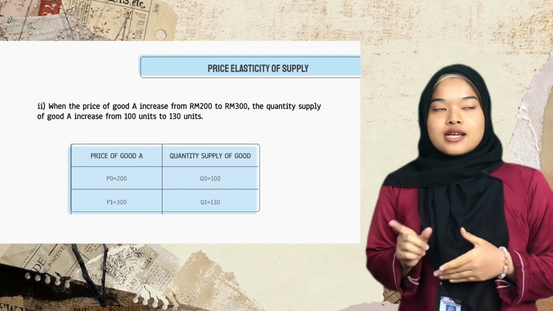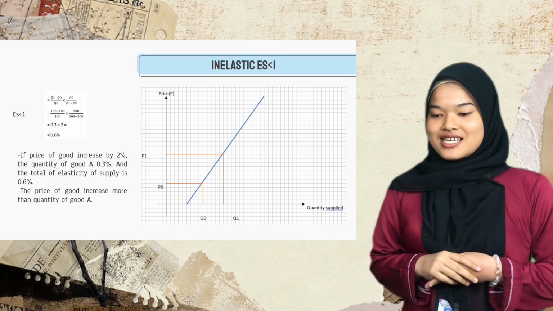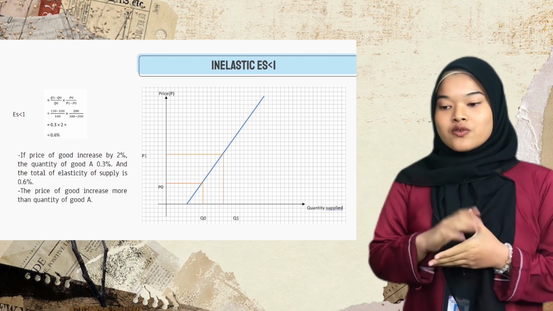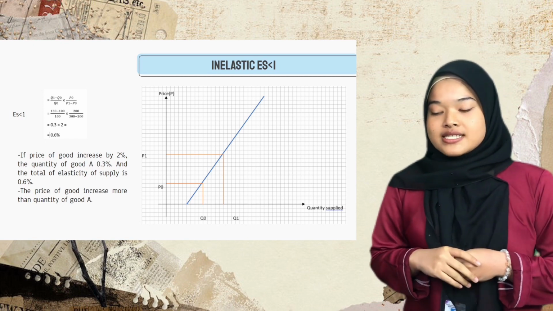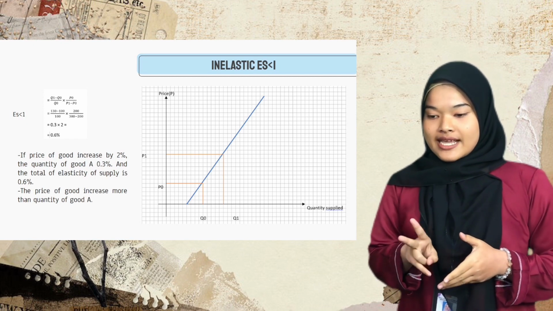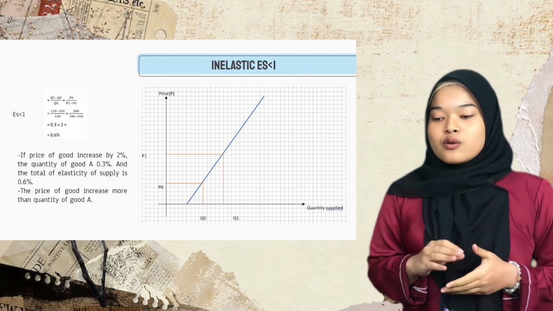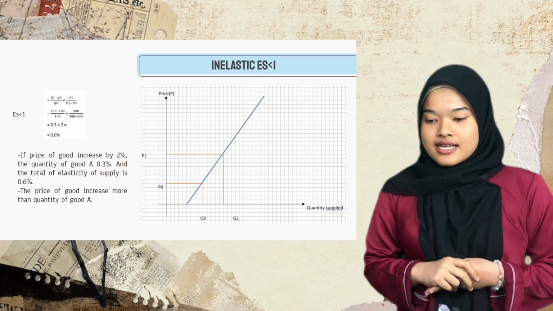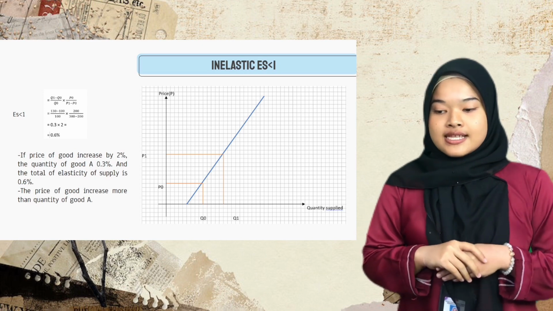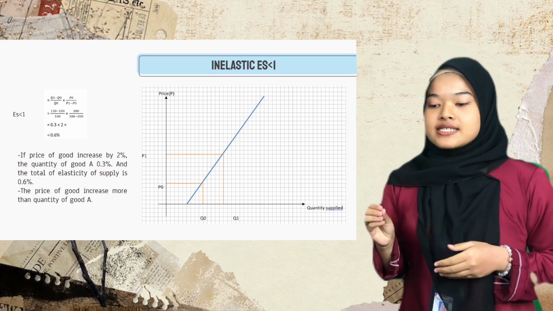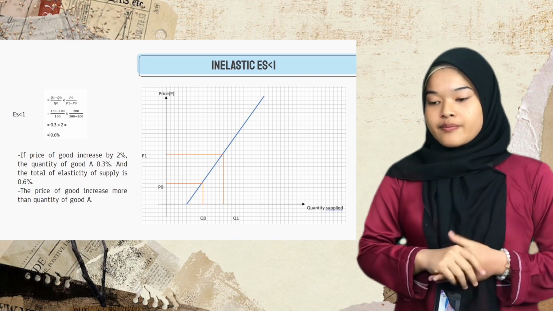The next situation is when the price increases from 200 to 300 and the quantity of supply increases from 100 to 130. Based on the same formula, the percentage change of quantity is 0.3 and the price is 2%. The total elasticity of supply is 0.6, and the graph is inelastic because the percentage change of quantity is less than price and the elasticity of supply is less than 1.